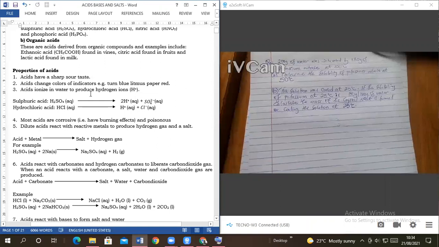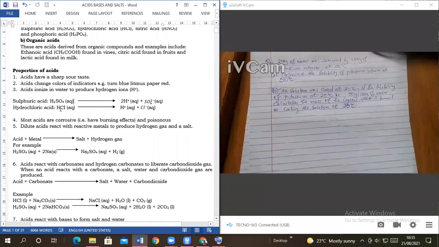Acids ionize in water to produce hydrogen ions. Like this one, sulfuric acid, aqueous, it ionizes in water to give 2 hydrogen ions. I told you, if you don't know how to write these ionic equations, they are going to disturb you. We looked at these ionic equations earlier on. I told you aqueous substances are the ones that ionize in water. They ionize to give 2 hydrogen ions because of these 2. The plus is because hydrogen has a positive 1. This 2 is the valence of a sulfate here. That's why you say a sulfate ion has a 2 negative.